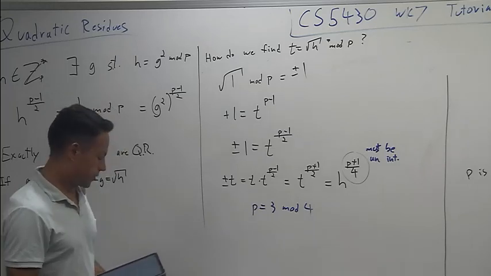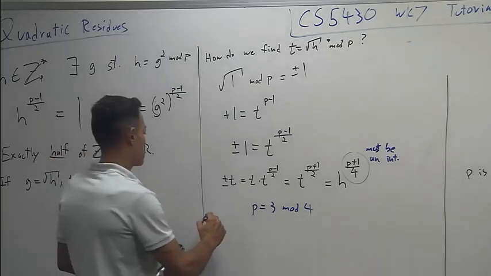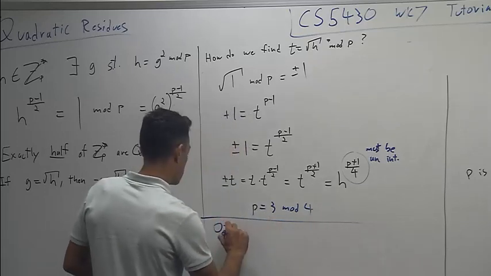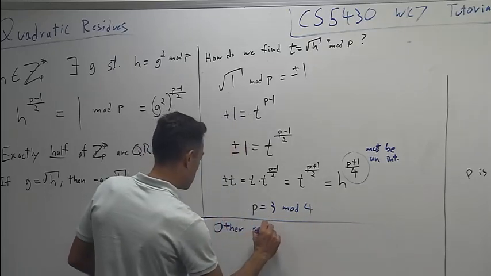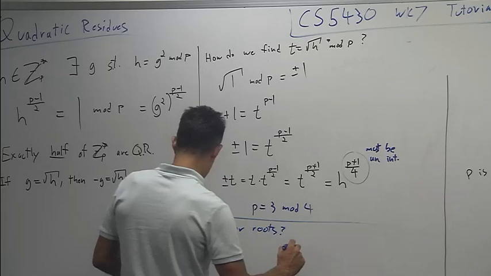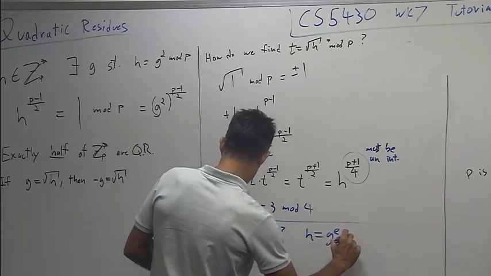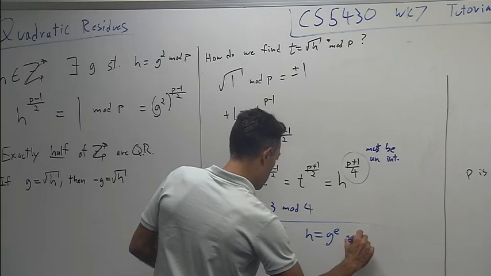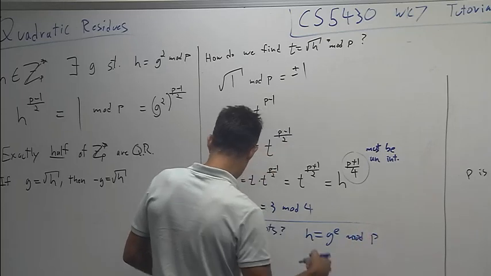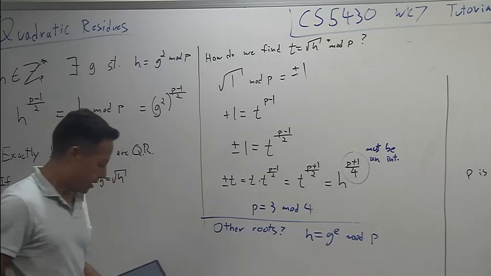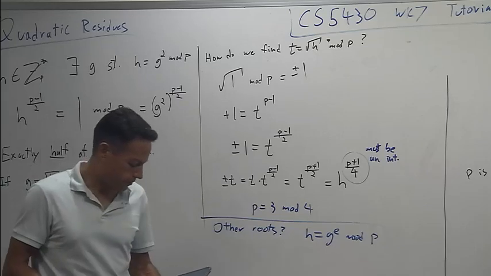What about other roots? A little low on space here. Let's do this. h is equal to g to the e mod p for some given e. Can we find g?